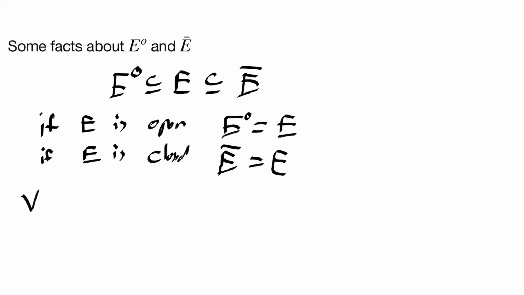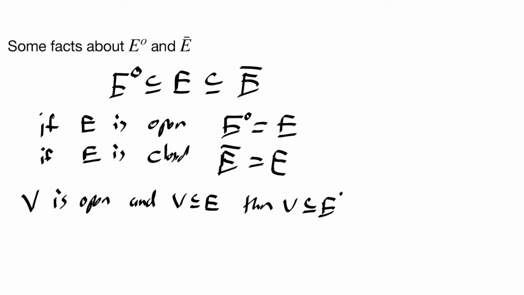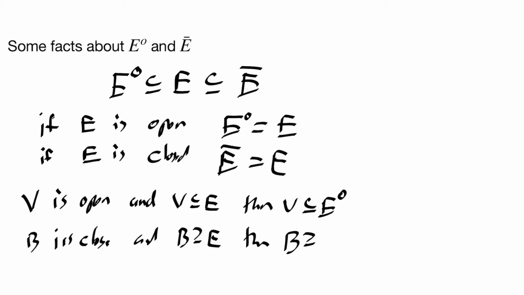Finally, if V is any open set, if V is open and V is inside of E, then V must be inside of the interior of E. And that makes sense because the interior is the largest open set, so V would have to be inside of it. And then there's the analogous statement for closed sets: if B is closed and B contains E, then B contains E closure. So this is kind of the exact same thing there.